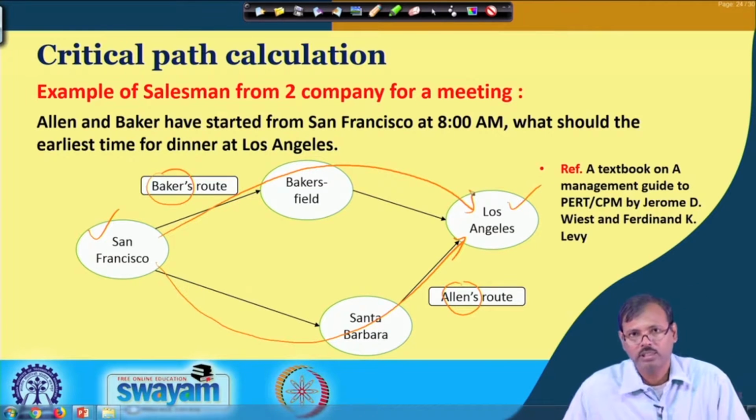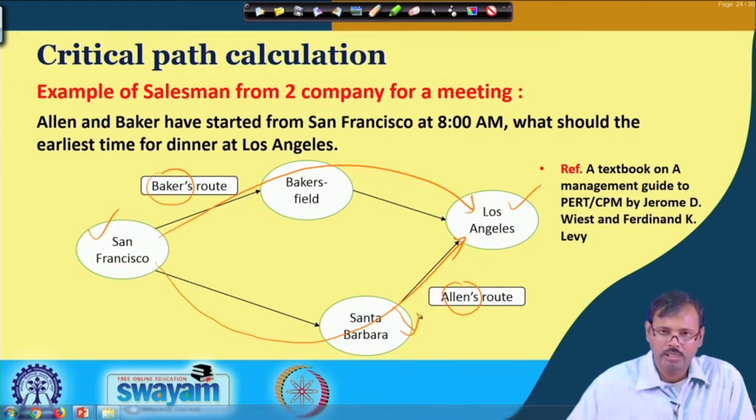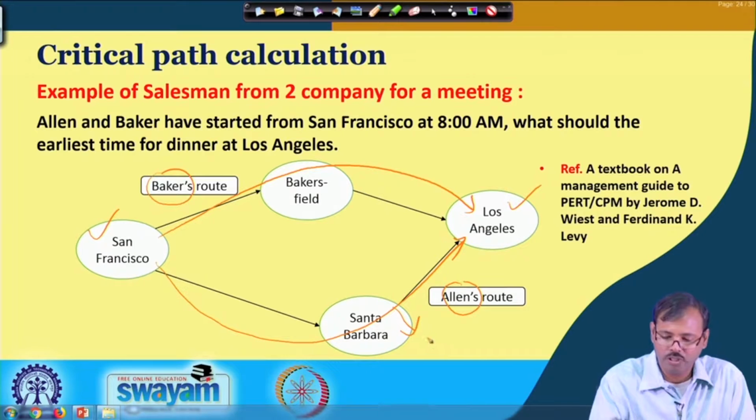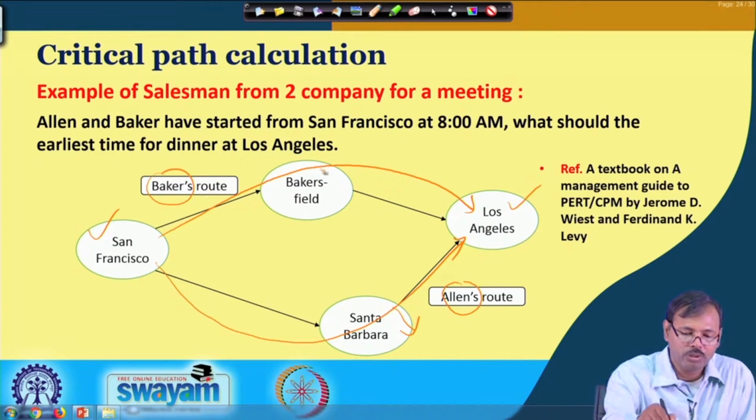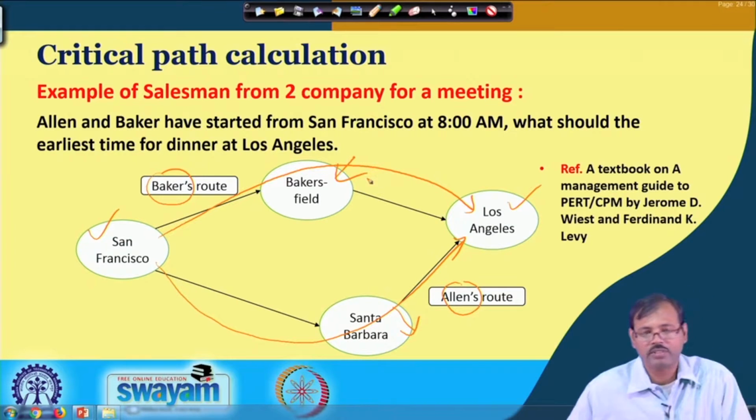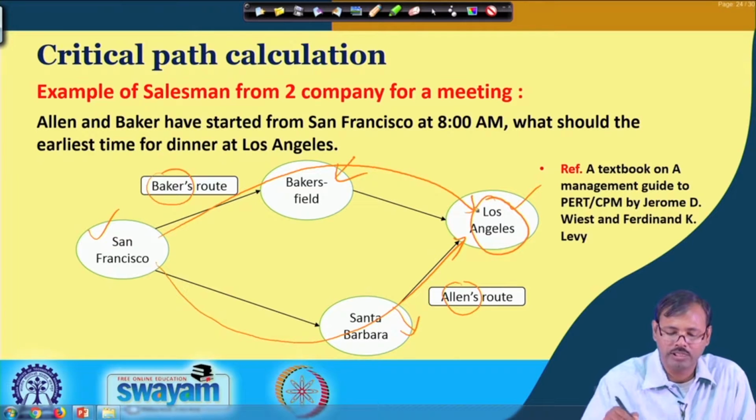What is the reason? The reason is that Allen wished to have a meeting with his wife or have lunch at his house at Santa Barbara where his wife is, and Becker is willing to meet his friend at Bakersfield and may have lunch there. Their routes are different, the paths are different, and they have to meet at Los Angeles.